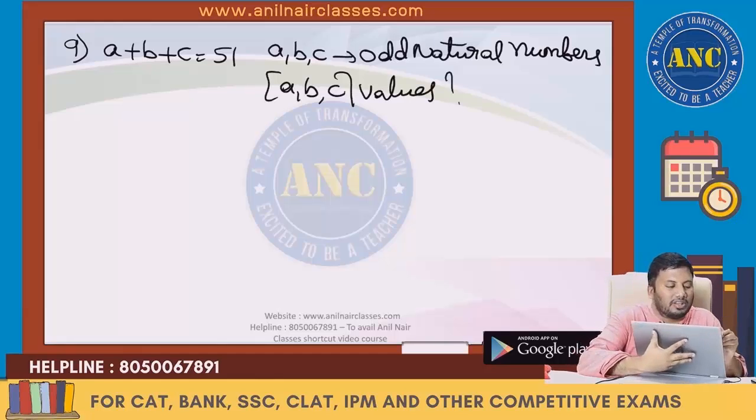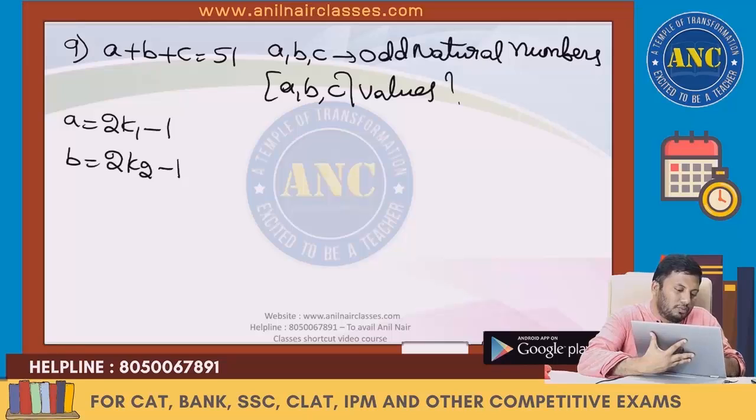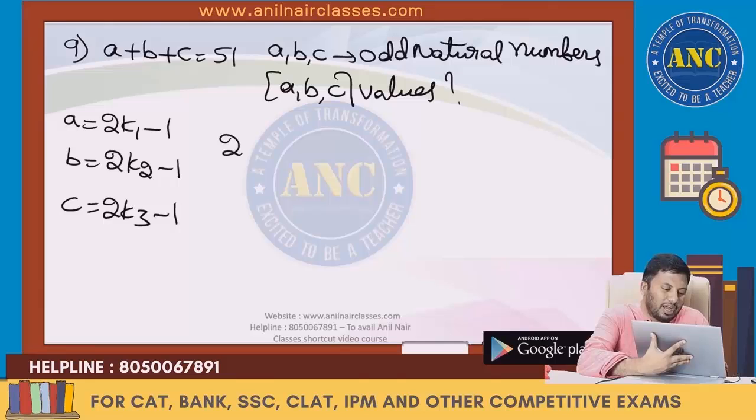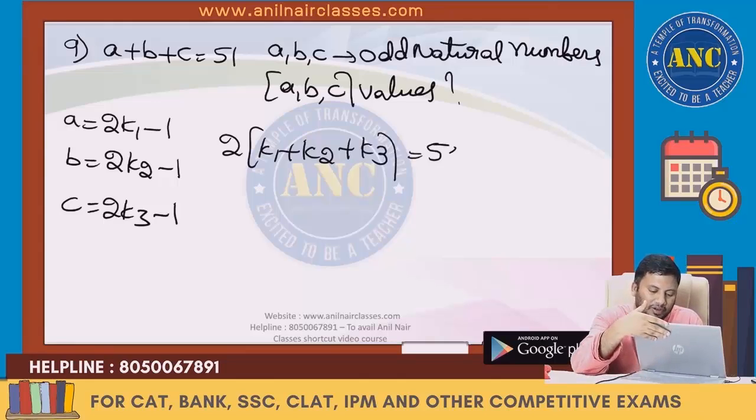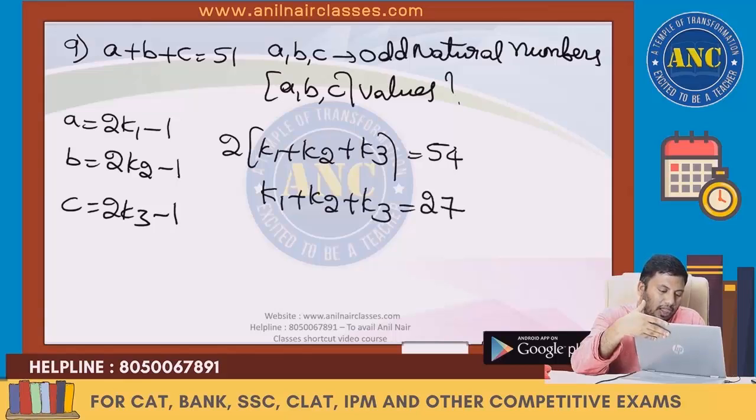Because we know the variables start with 1, the first is 2K1 minus 1, next is 2K2 minus 1, next is 2K3 minus 1. So if I add them, 2 into (K1 plus K2 plus K3) minus 3 equals 51, so 2 into (K1 plus K2 plus K3) is 54. So K1 plus K2 plus K3 is 27. That is 27 balls, 26 gaps, 26C2.